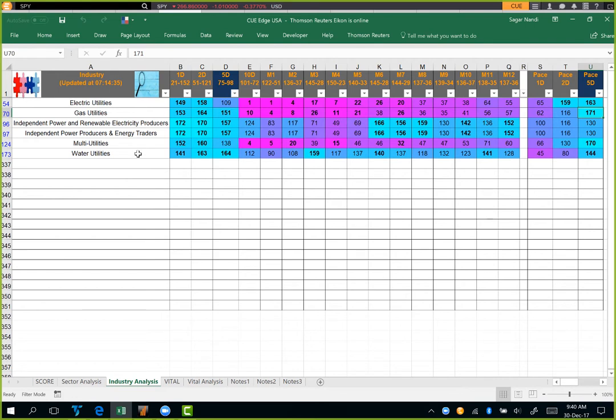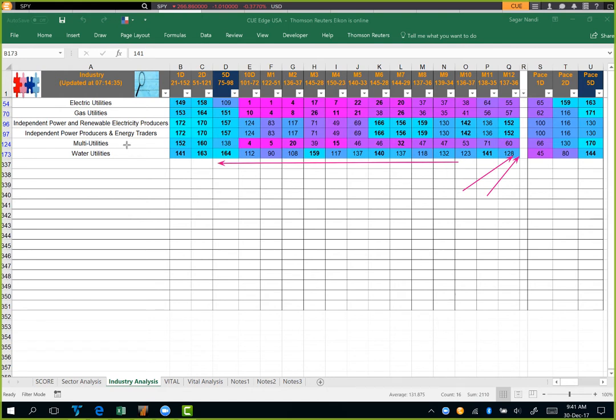We came here to study water utilities. We can see that water utilities as an industry was strong throughout. It never dipped much. From this, we may conclude that the best opportunities to buy in water utilities are already past, long past, maybe somewhere here, because it had been strong for many months now.